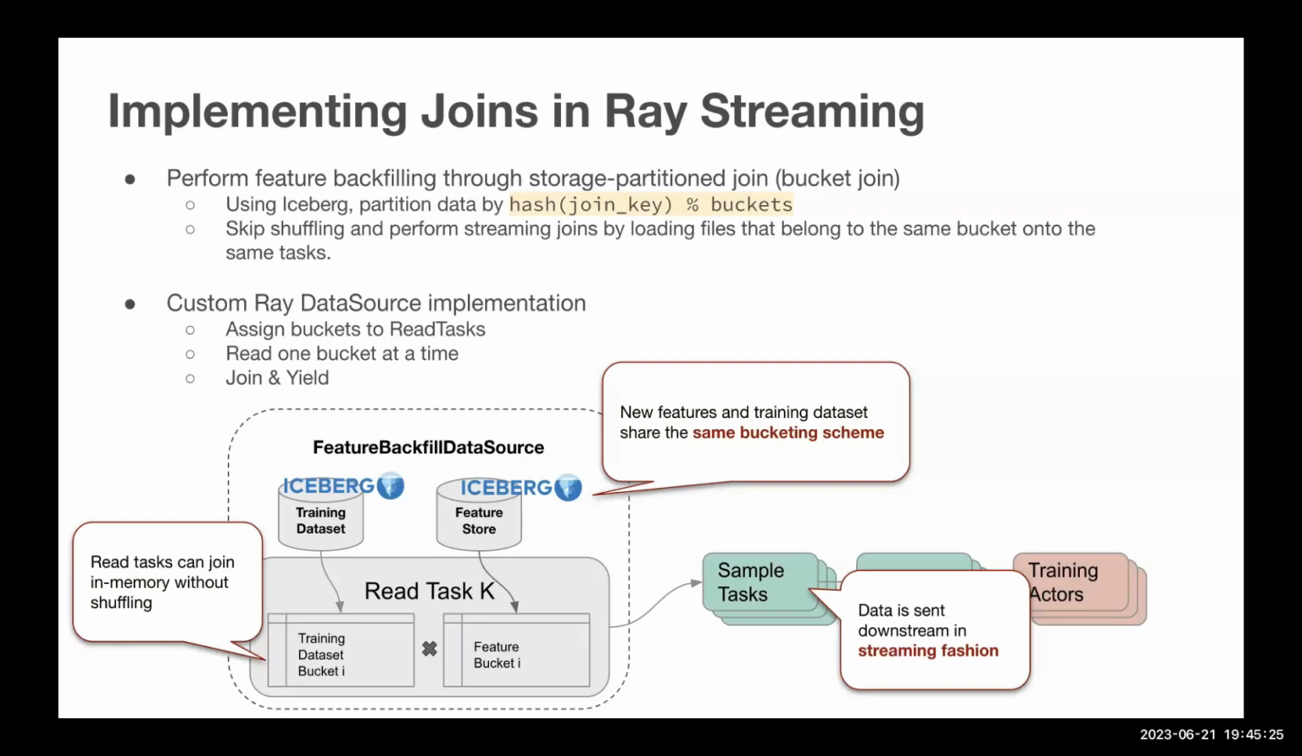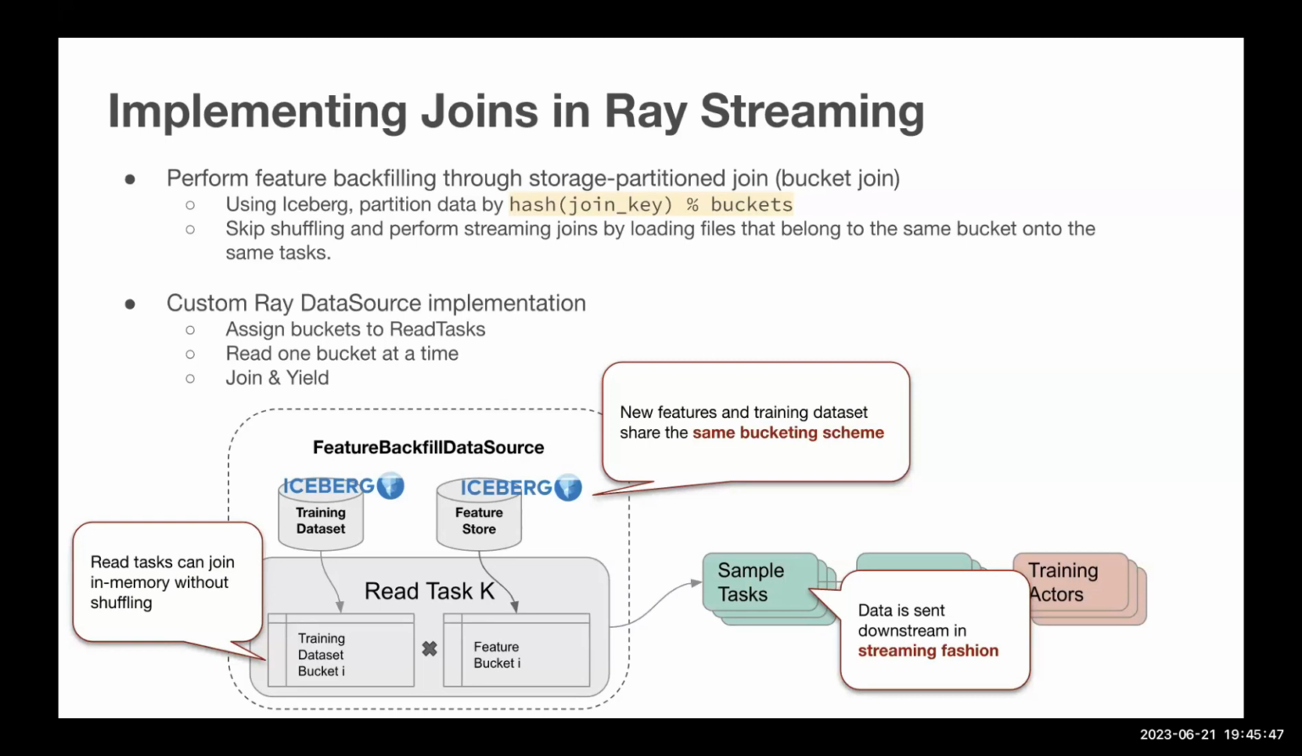From a very high level, here's how it's going to work. We're going to write a custom data source. It's a nice abstraction in Ray Data. It allows us to spawn whatever read task that we want to spawn. And each read task will be assigned a bucket ID, and the training dataset and feature store are going to share the same bucketing scheme.